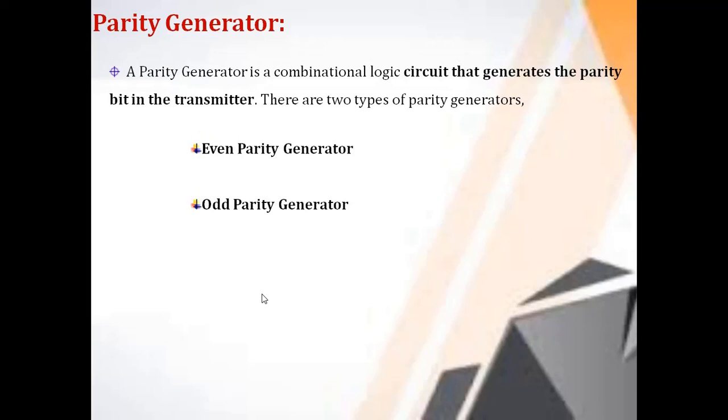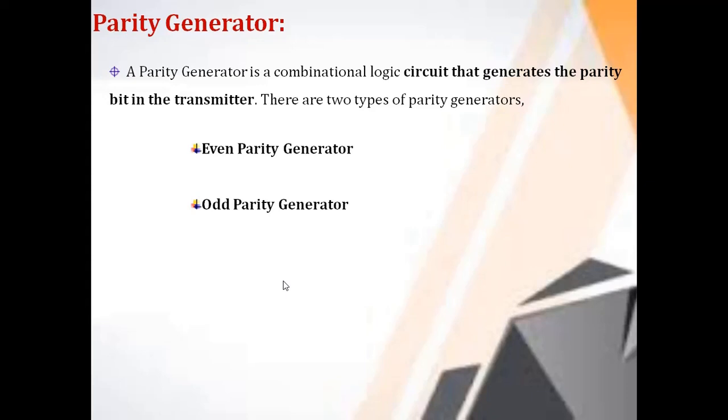So let's see about the parity generator. By the name itself, we can understand it generates some parity bits. A parity generator is also a combinational logic circuit. It generates the parity bit on the transmitter side, not on the receiver side. So the parity generator performs the generation operation. It generates what? A parity bit. In which side? Transmitter side.